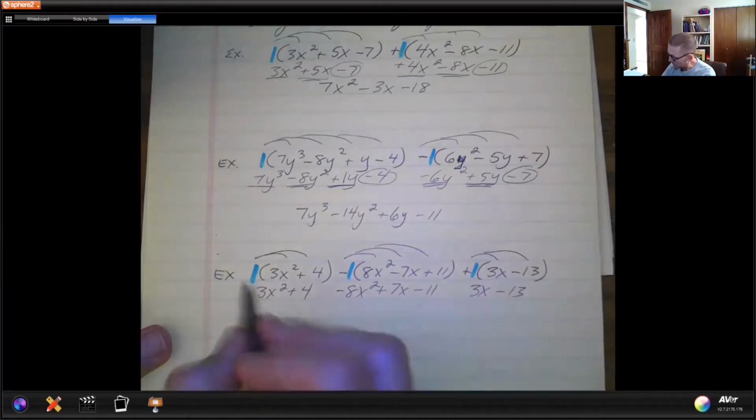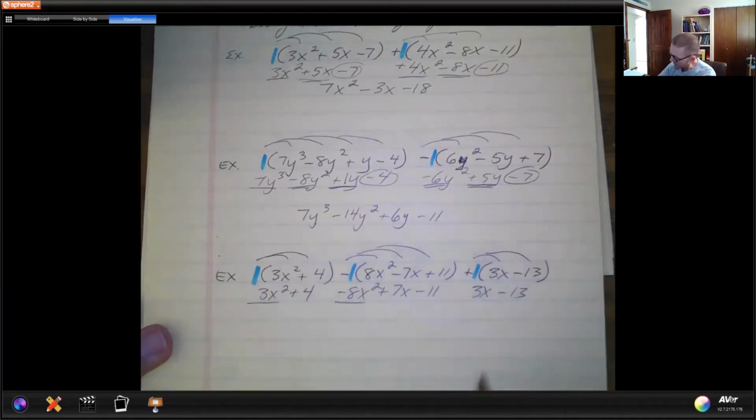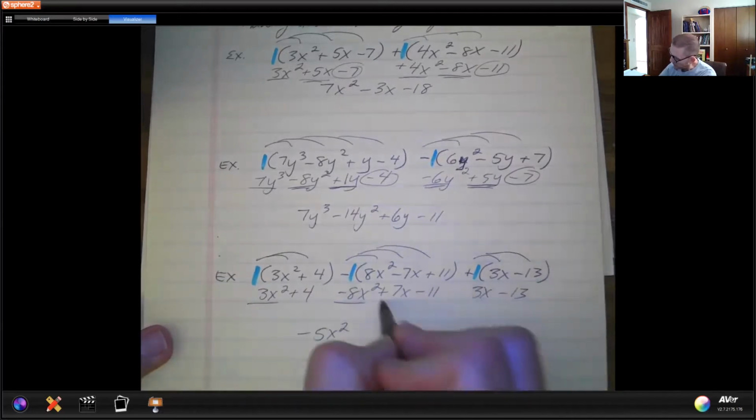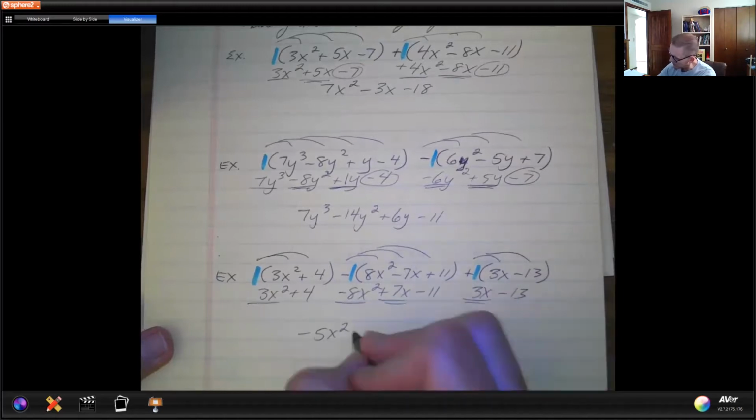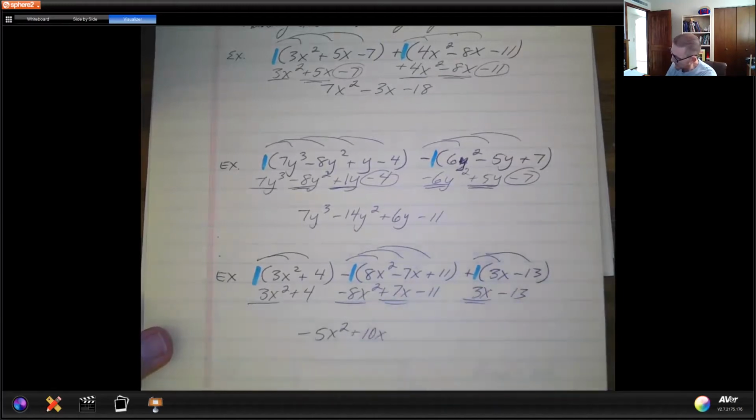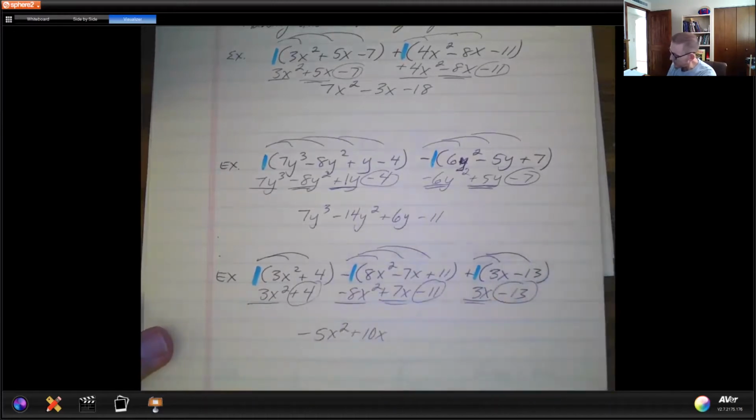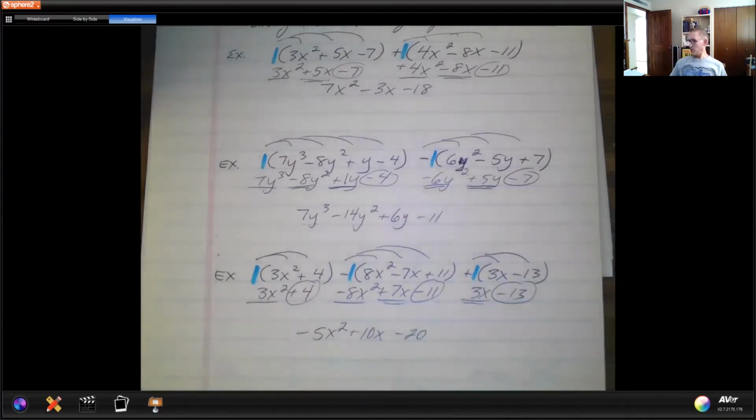And now I'll combine like terms. The 3x squared and the -8x squared makes -5x squared. I'm going to go with the 7x and the 3x to get plus 10x. And then 4, -11, and -13 is going to make -20. Now we want to keep it in descending order. So we want to go with the largest exponent in front and then work our way down to the smallest exponent. Okay, so let's stop sharing screen here.